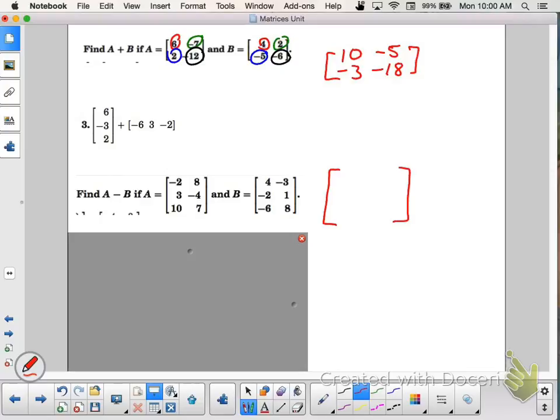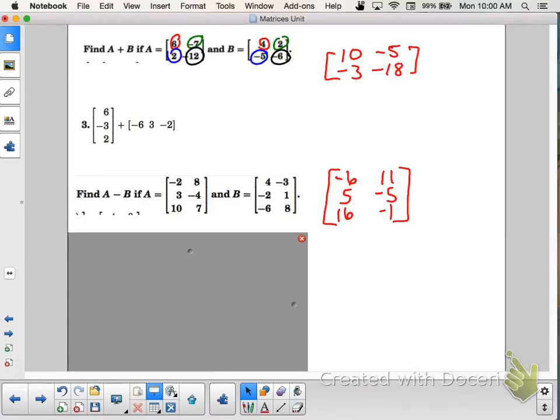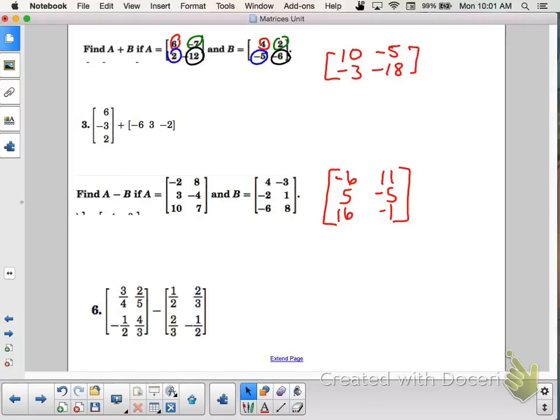-2 minus 4 is -6. 8 minus -3. 3 minus -2. -4 minus 1. 10 minus -6, and 7 minus 8. Once again, not really difficult to add and subtract numbers. The only thing that's different than you guys doing this in elementary school is that we have matrices. So that's pretty much the only difference in this, so it should be pretty simple. I think there's one more on here.